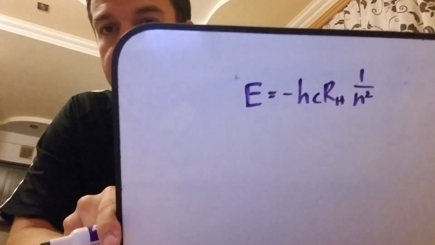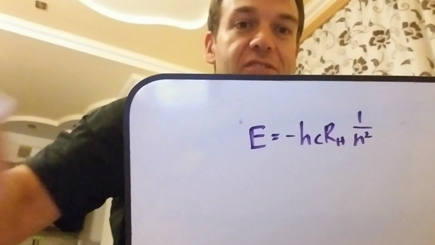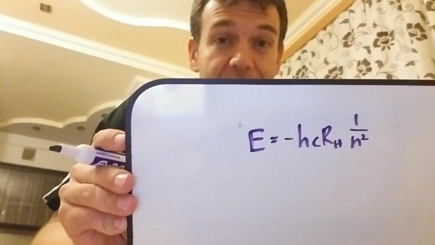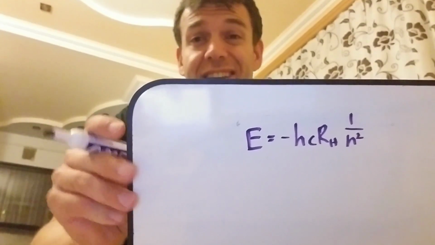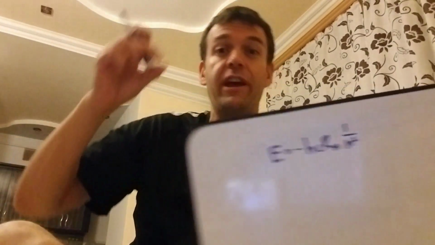So there's this equation. It's called Bohr's energy equation for the hydrogen atom orbitals. It's very nasty looking, but it's also very, very simple. I'll write it down for you. E equals negative hc, with the Rydberg constant for hydrogen, times 1 over n squared. Now, n is the number of the orbital it's in, the energy level it's in. 1 is closest to the nucleus, 2 is a little bit further, 3 is a little bit further, 4 is a little bit further, and so on.